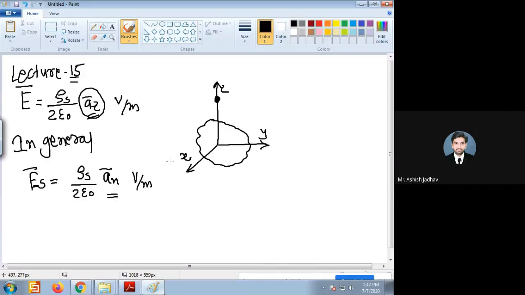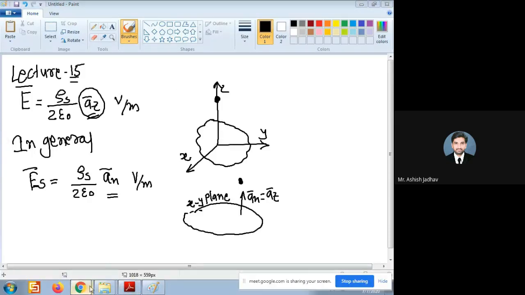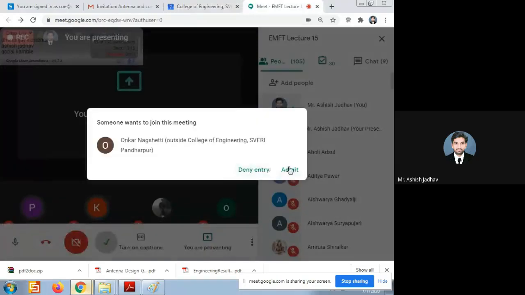Now you may have a surface in the xy plane. I'm going to tell you three scenarios. If your surface is in the xy plane, and we want to find the electric field intensity at this point, what would be the value of A bar n? A bar n will be equal to A bar z, because this is on the positive side of z. That's why we can write this as A bar z.